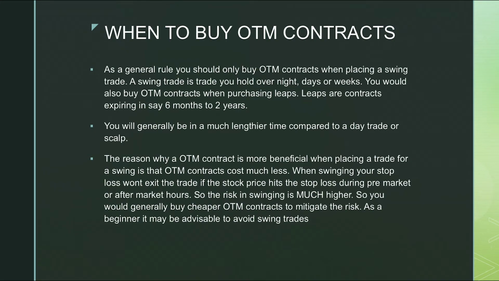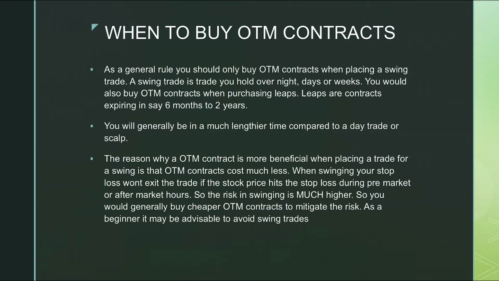The reason why an out the money contract is more beneficial when placing a swing trade is that out of the money contracts cost a lot less. So if you look at the options chain on whatever platform you're using, look at the cost of the contracts compared to in the money and at the money. You'll notice out the money contracts are a lot cheaper.